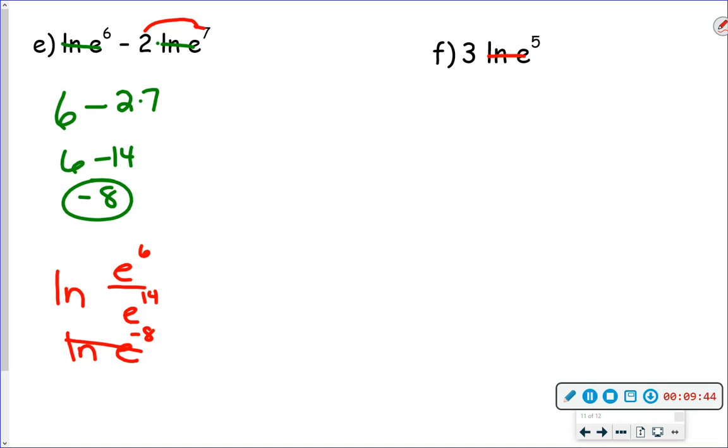Same thing on this. You could cancel the ln and e right away and recognize that's product. You could also take that 3 in the front and think of that power property, power to a power. We're going to multiply 5 times 3, and of course ln and e cancel. So different ways to do it, you will get the exact same thing.